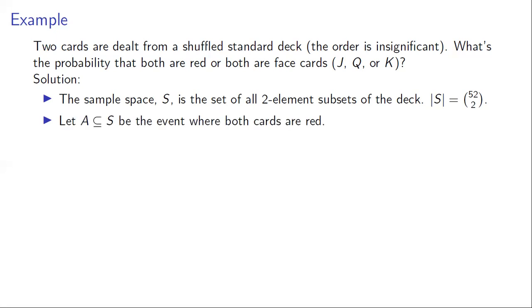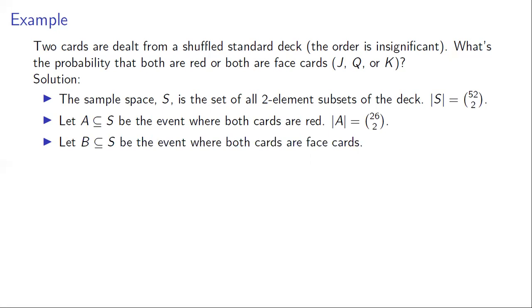Let A, which is a subset of S, be the event where both cards are red. Cardinality of A is 26 choose 2. Now let B, which is a subset of S, be the event where both cards are face cards, similar to what we did before. Now, what is the cardinality of B?